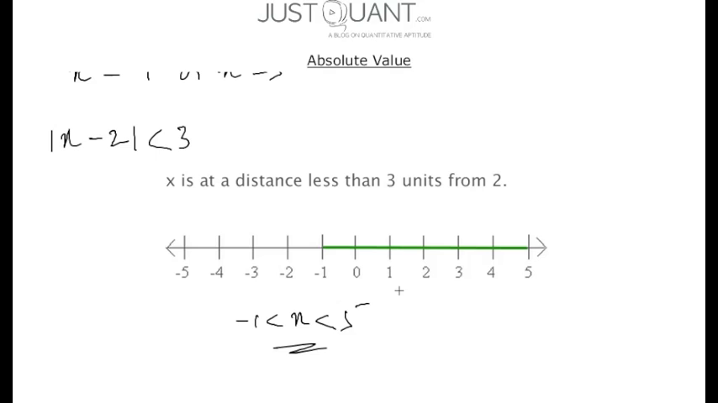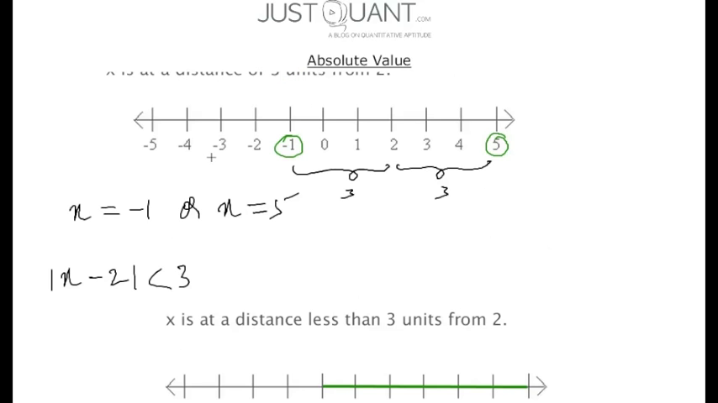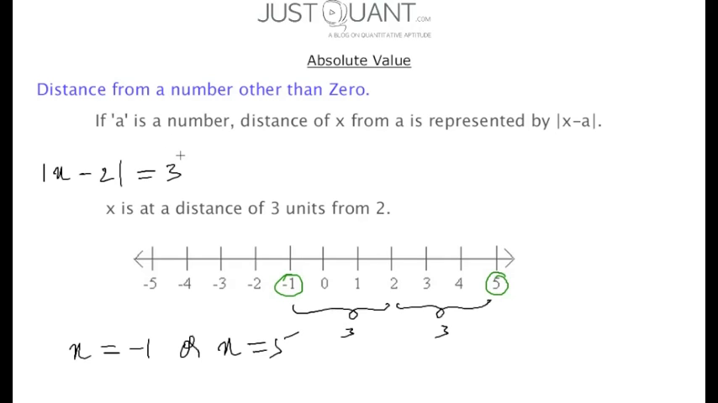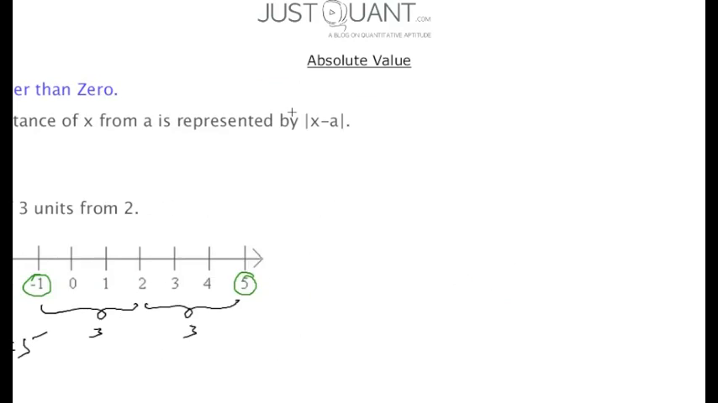Okay, similarly we can also find out the values of x when |x - 2| is greater than 3. So I hope this particular concept on distance from a number other than 0 is clear. So we know what is |x|, we know what is |x - a|.